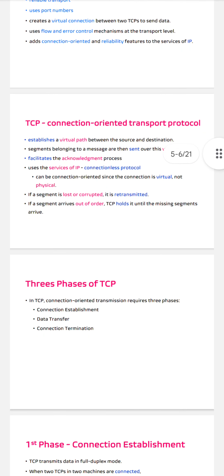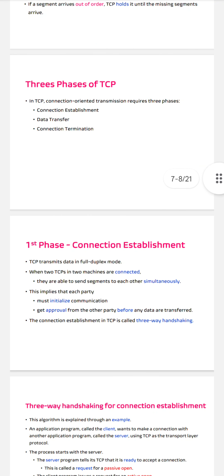The three phases of the transport protocol are connection establishment, data transfer, and connection termination. First phase, connection establishment: TCP transmits data in full-duplex mode. When two TCPs, the two machines, are connected, they are able to send segments to each other simultaneously.